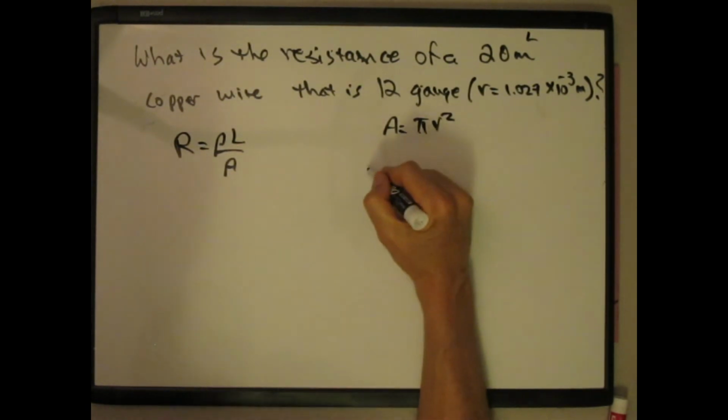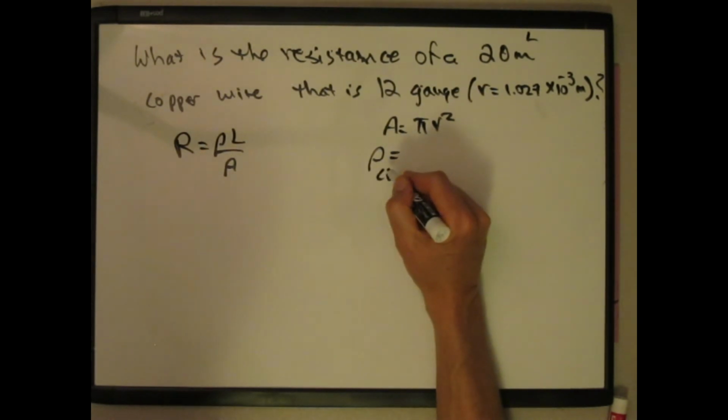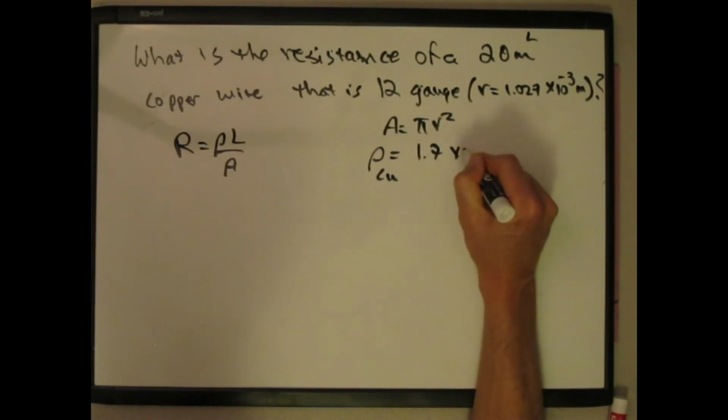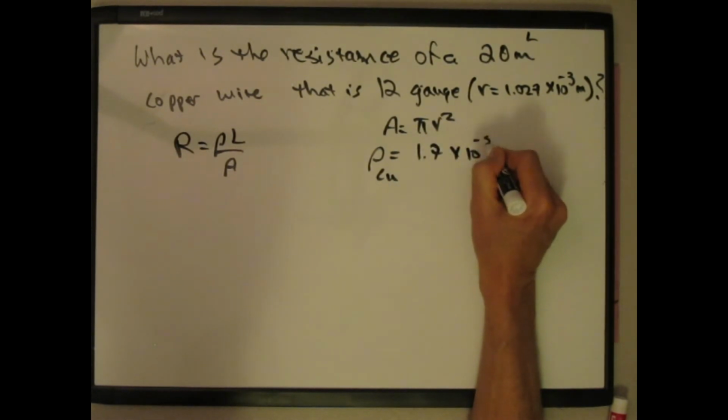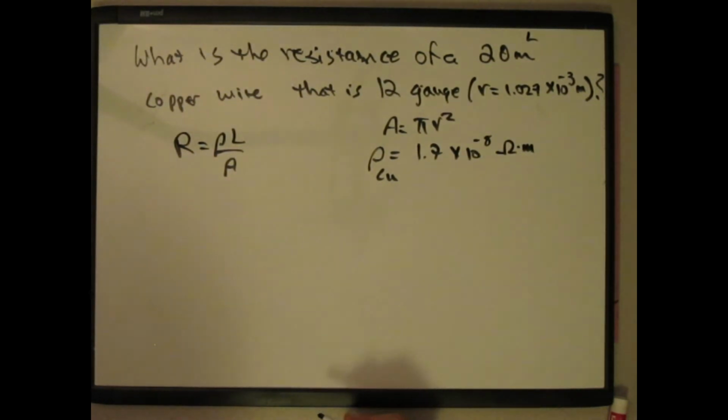And so we need to look up the resistivity. The resistivity for copper, you can look it up in a table in your book if you want, or you can Google it on the internet, is 1.7 times 10 to the minus 8 ohm meters. That's the resistivity.